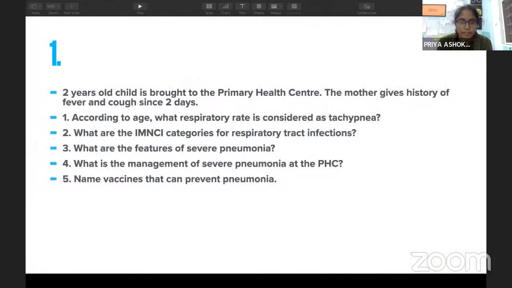A 2-year-old child is brought to the primary health center, and the mother gives a history that this child has had fever and cough since 2 days. So, Kunj, according to age, what respiratory rate is considered as tachypnea? You have to classify it based on age. You're on mute. Should I tell the entire range, or for this case?